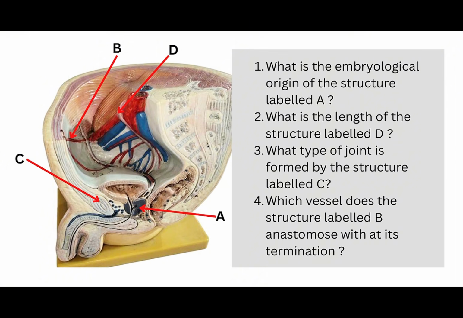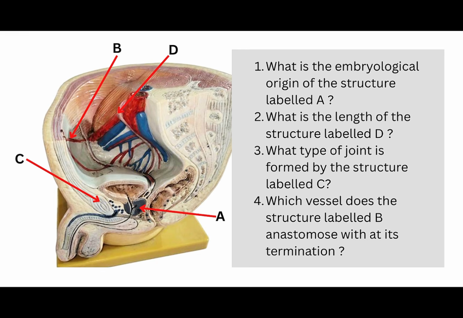Number 2, what is the length of the structure labeled D? The structure labeled D is the urethra. Average length of the urethra in humans is 10 inches or 25 cm.